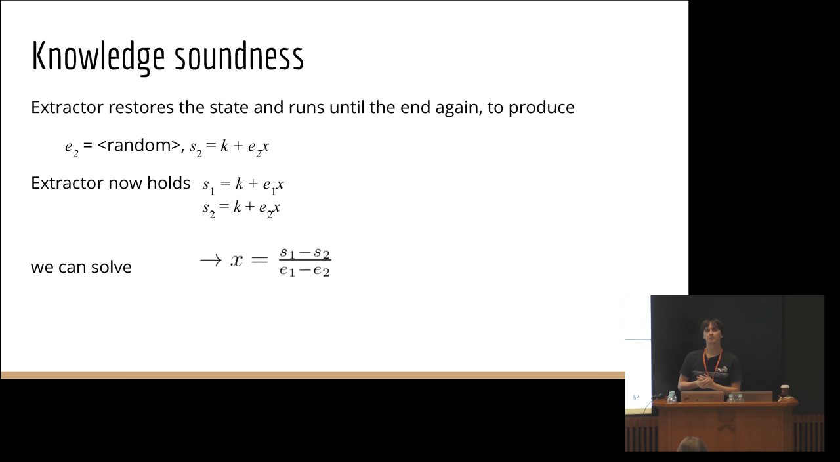We can solve for x. That's pretty cool, right? So by just doing this twice, I can get your private key. Isn't that great? So how did I get your private key? This is just me, any ideas why I got it? How can I get it? Like, this is normal, right?